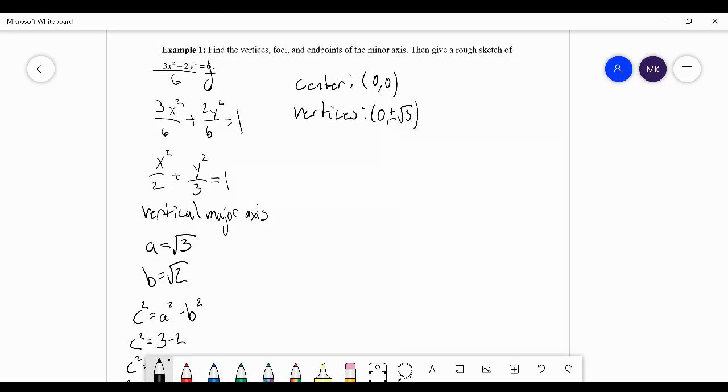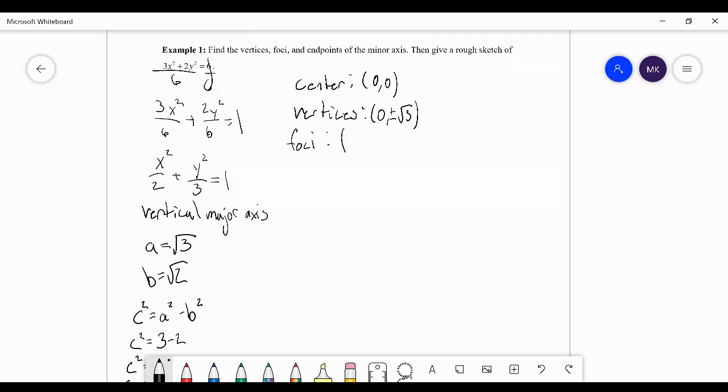Now if you had to create a list, say for the online homework, you would give one point as 0 comma square root of 3, and your other point would be 0 comma negative square root of 3, or vice versa, depending on how the question is formatted. A lot of times it may say give the one with the smaller value first, so you do the negative root 3 first. So there are our vertices.